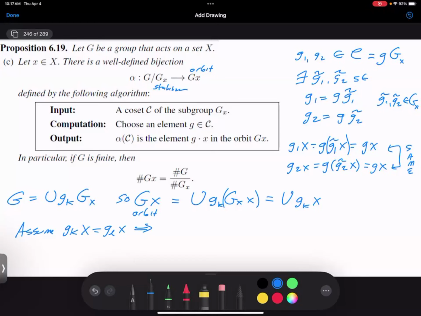I'm sorry? Not necessarily. Because remember, they don't have to be equal. They could differ by an element of the stabilizer. So if we know GKX equals GLX, what could we do to both sides? We're trying to get the stabilizer. The stabilizer is all G's that fix X. So we want to isolate an X. How could you isolate an X from this? Yeah, multiply by GK inverse. And then we get X equals GK inverse GL of X. So this must be in the stabilizer of X.